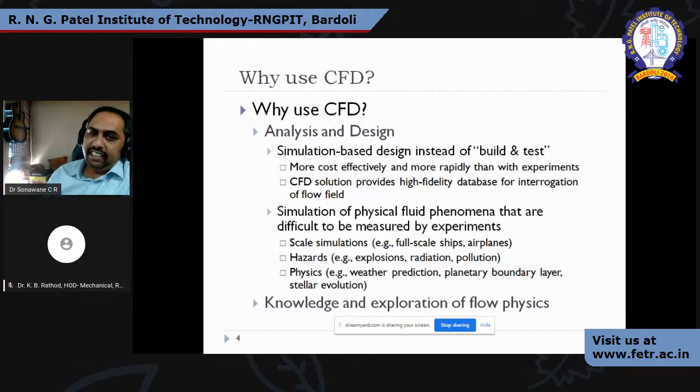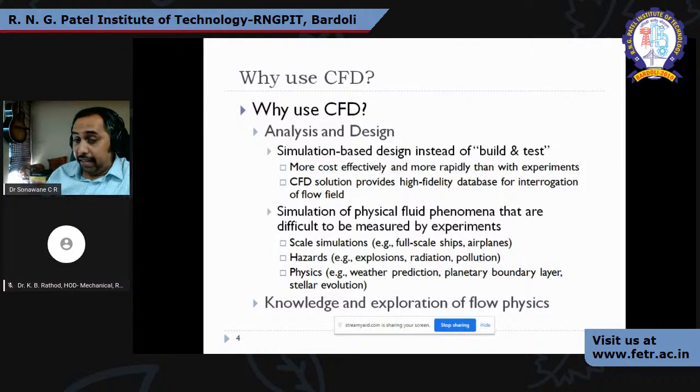As far as analysis and design is concerned, it is simulation-based design instead of build and test. Usually in experiments, we build and test. If it works, then fine. If it does not work, we try to rebuild, making a number of prototypes. The cost of the prototypes and the cost of testing those prototypes is very huge. And the main issue is that the time lapse in making and testing the prototype is huge. Instead of that, we can use CFD simulation and replace it.